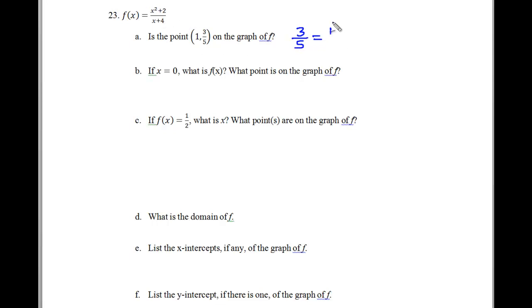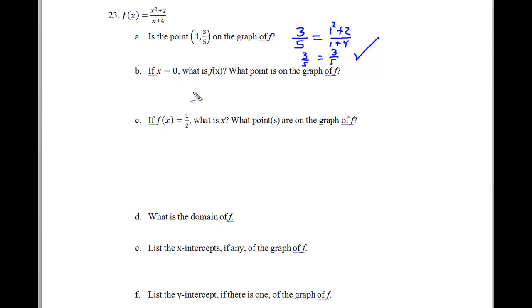So this is going to be 1 squared plus 2 over 1 plus 4, which means that 3/5 is equal to 1 plus 2, which is 3, over 1 plus 4, which is 5. Bam! There it is. 1, 3/5, or if you like decimals, 6/10 or 0.6, is at that location. The second piece of the puzzle is asking, if x is 0, what is the value of y?